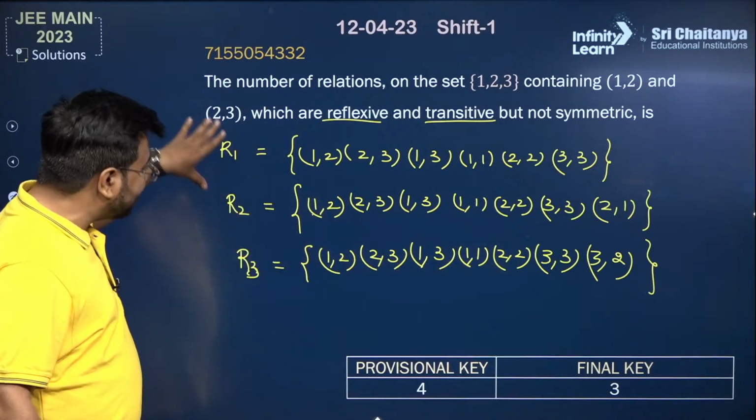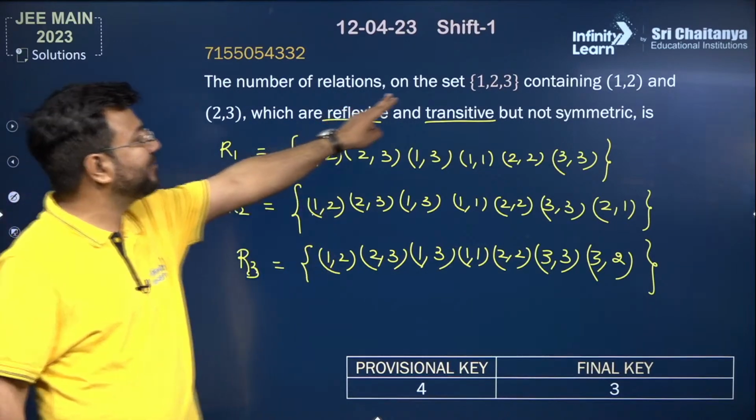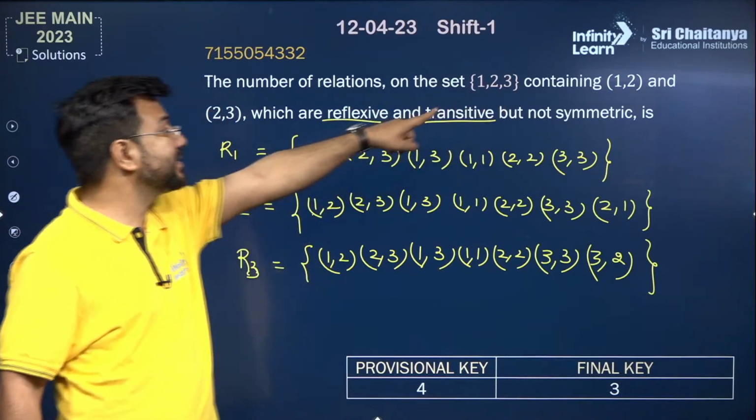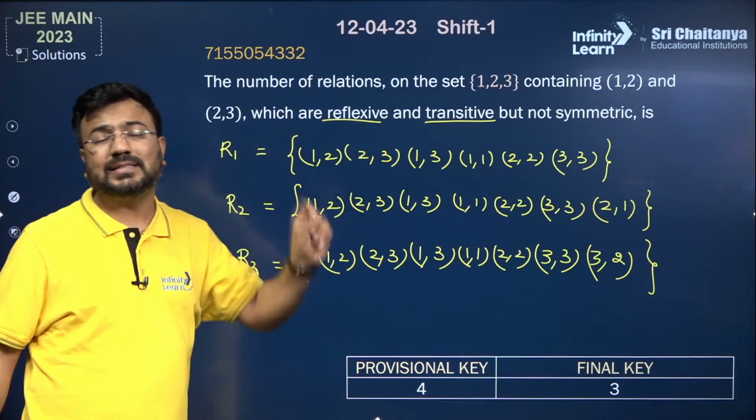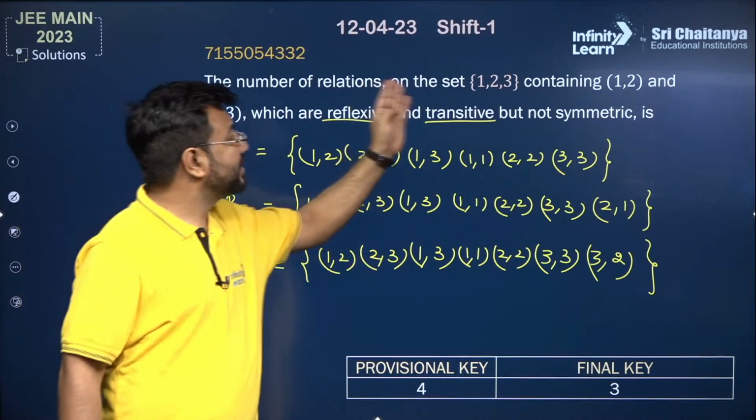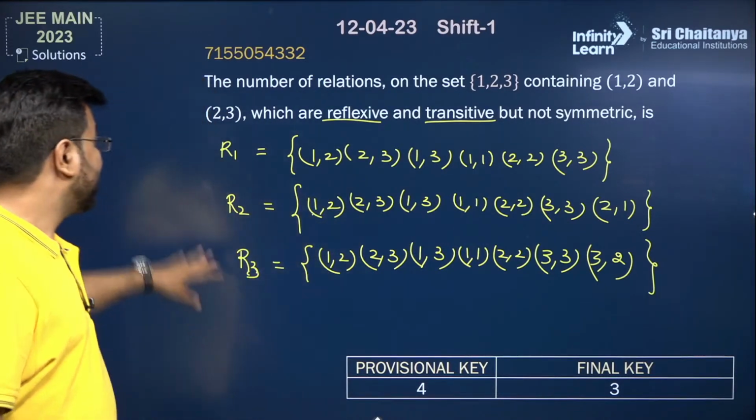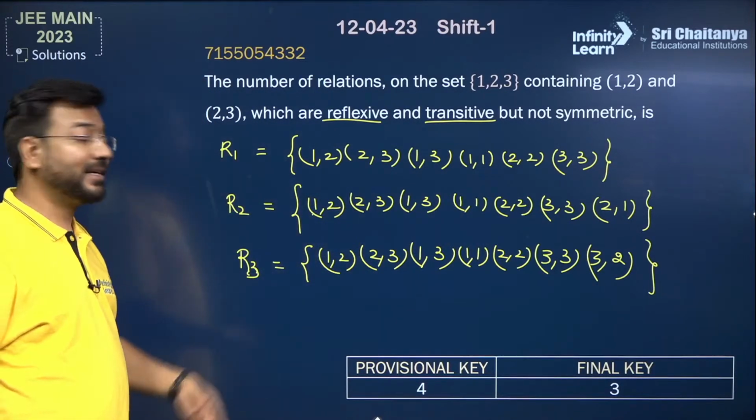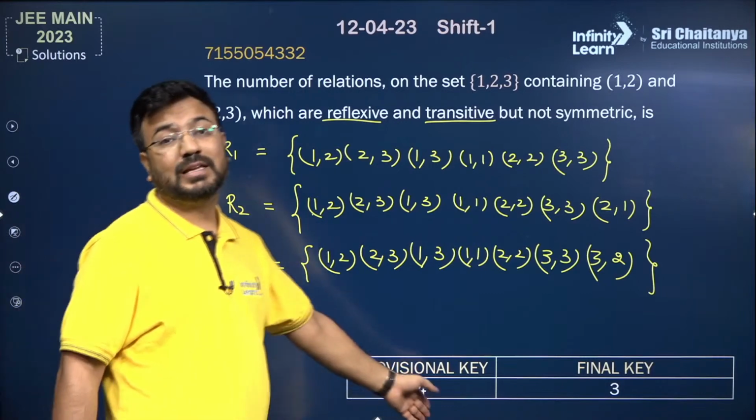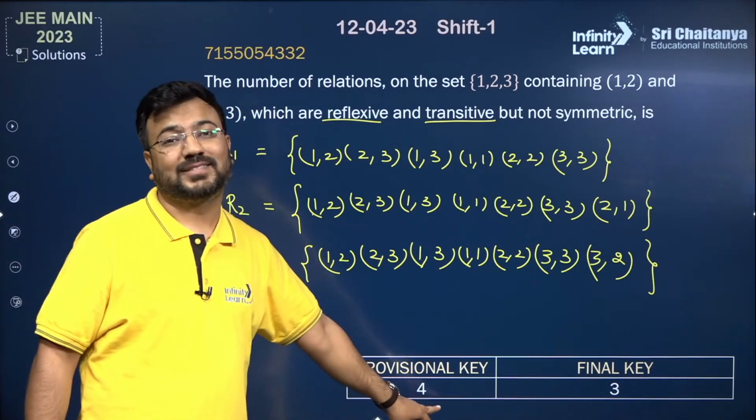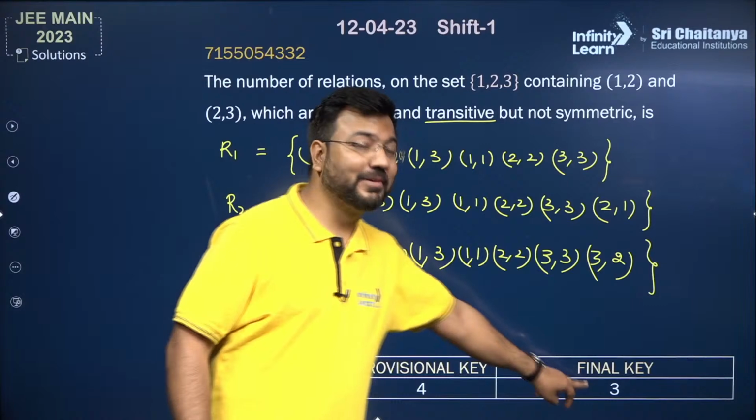You will observe that these are the 3 relations that you can create from the set {1, 2, 3} that consist of (1,2) and (2,3), and are reflexive, transitive but not symmetric. So the answer to this question will be 3, but NTA has given the answer to be 4. Answer 4 is the wrong answer. Therefore, answer 3 will be the right one.